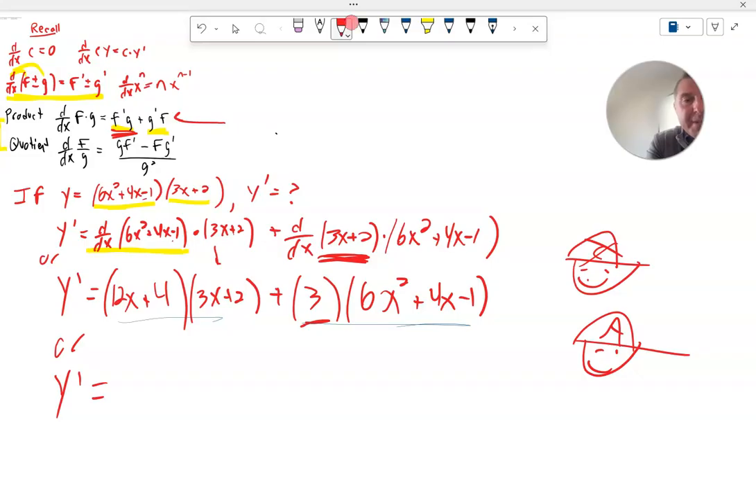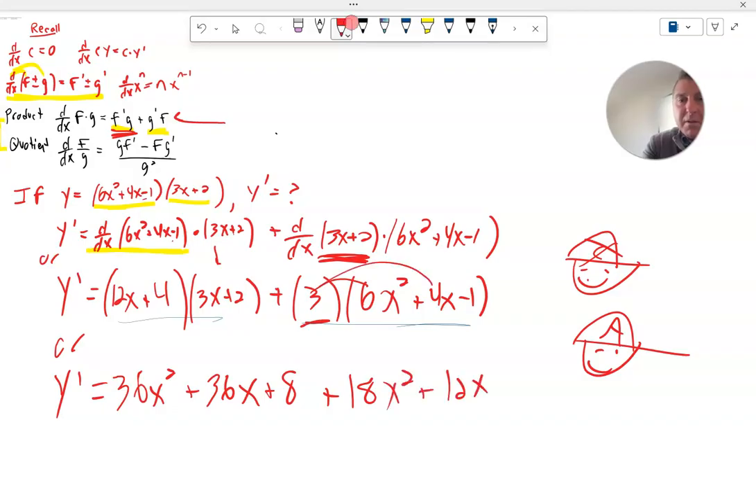Remember, I got to FOIL that. That's 36x squared plus, that ends up being 24x, plus another 12x. That's 24x plus 12x. That's 36x. Plus, and then I just FOILed or expanded that binomial times binomial. Plus, now I'm going to distribute the 3 here, get 18x squared, plus 12x minus 3. Okay, and now I'm just going to collect all my like terms.